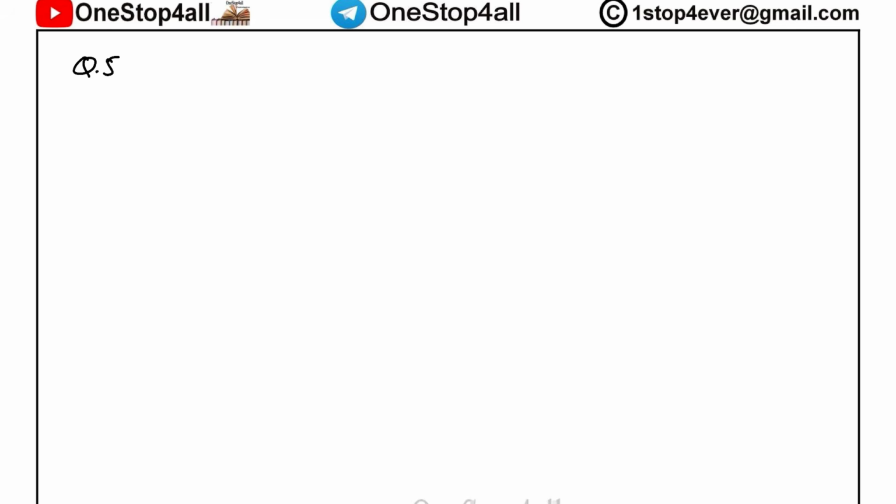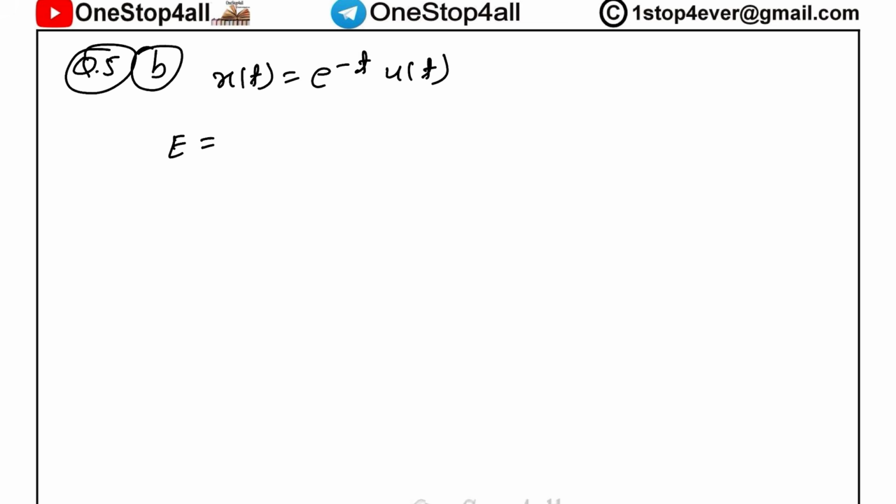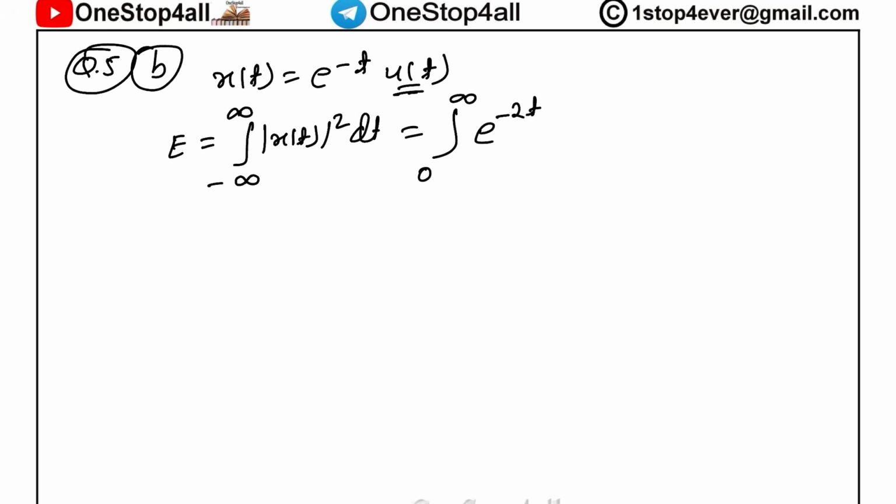Question number 5B. The x of t is given, that is e to the power minus t into u of t. We need to find out the energy. So, first we need to write the equation for the energy. Energy is integral from minus infinity to plus infinity of mod of x of t whole square into dt. In this case, as it is a u of t, we will integrate from 0 to infinity mod square, so e to the power minus 2t into dt. We will integrate this one, and this will be half. So, this will be energy.